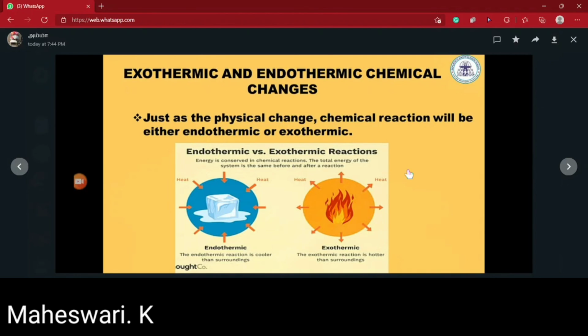This is endothermic. An endothermic reaction is cooler than the surroundings. This picture shows an ice cube. An exothermic reaction is hotter than the surroundings. This is fire. Fire is exothermic. Endothermic is an example of an ice cube.